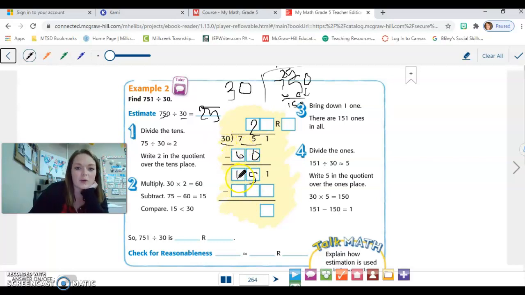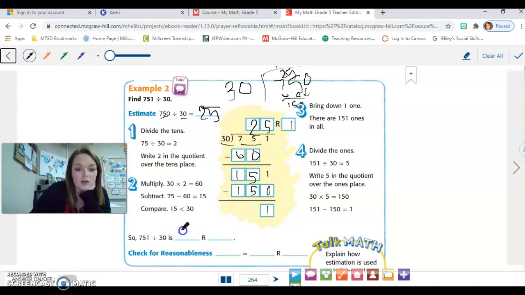How many times does 30 go into 151? If we look up top here, we already did it. 30 goes into 150 5 times. So we're going to put a 5 up top. We're going to subtract 151 minus 150. 1 minus 0 gives me 1. 5 minus 5 gives me 0. 1 minus 1 gives me 0. So I have remainder 1.